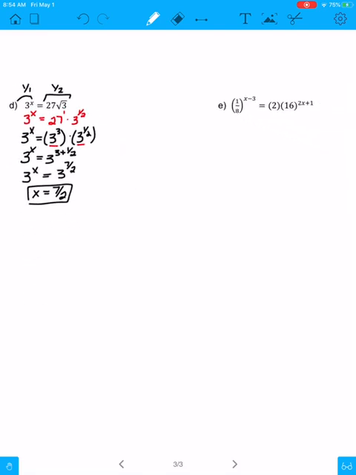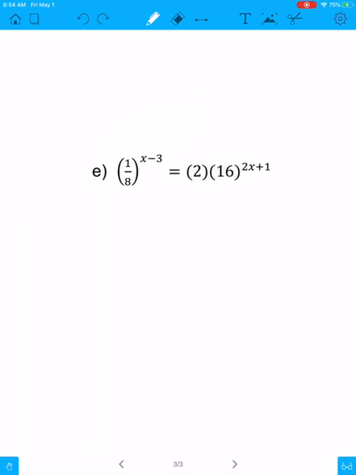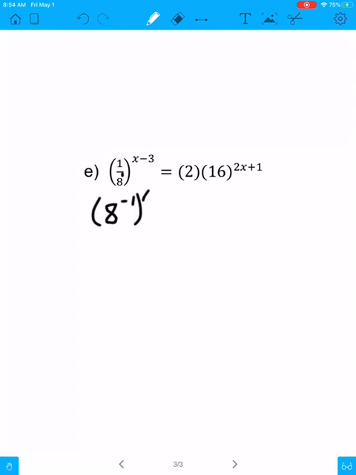Okay, algebraically. Now e, if you've tried it, the problem here is the 1 over 8. So I'm going to rewrite it as 8 to the negative 1, x minus 3 in brackets so I don't forget. Can the 2 join the 16? No, because the 16 has 2 to the x plus 1. Can the 2 divide over? No, because the 1/8 is to the x minus 3. So I'm going to write it as 2 to the power of 1 because it has to just be by itself. And then 16 to the 2x plus 1.